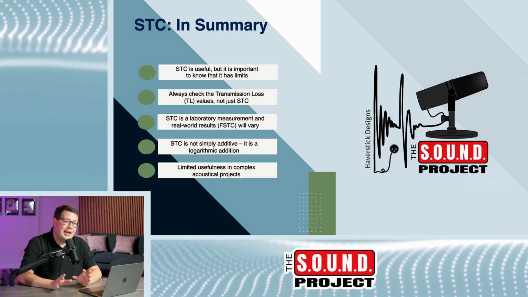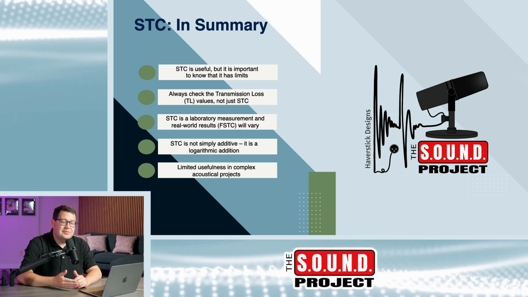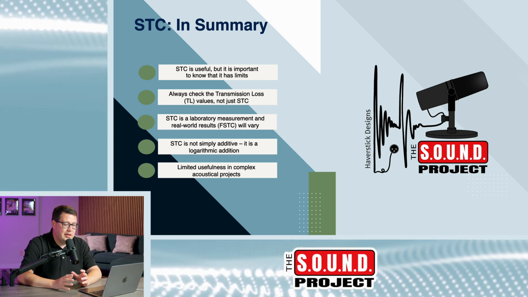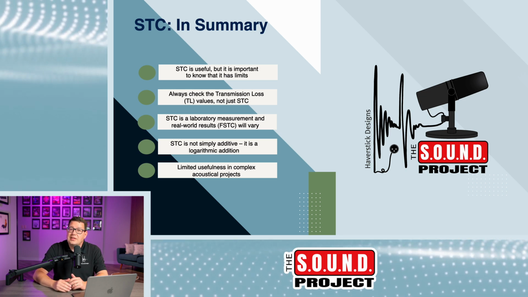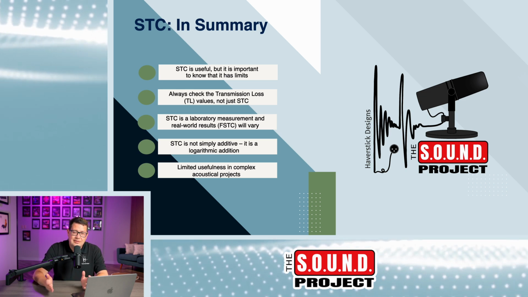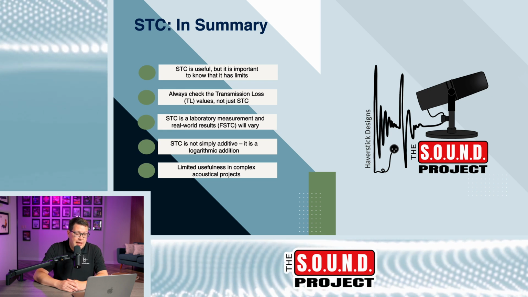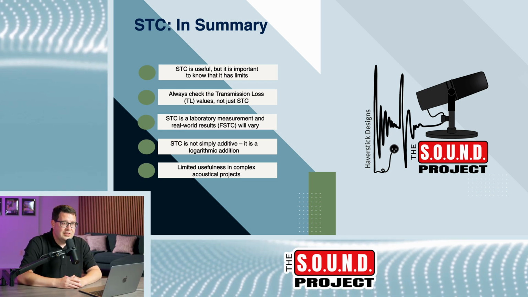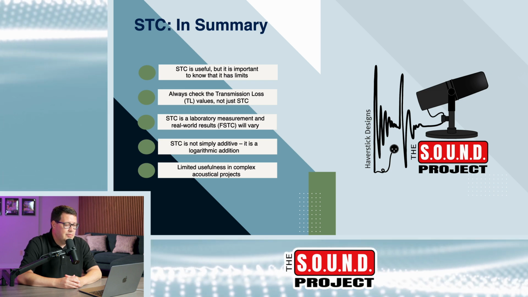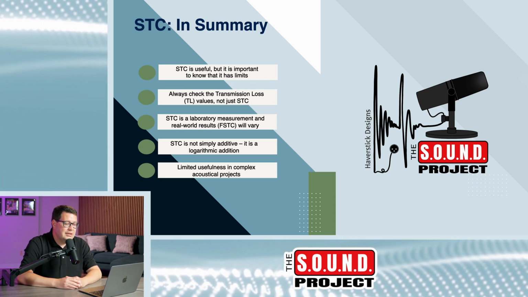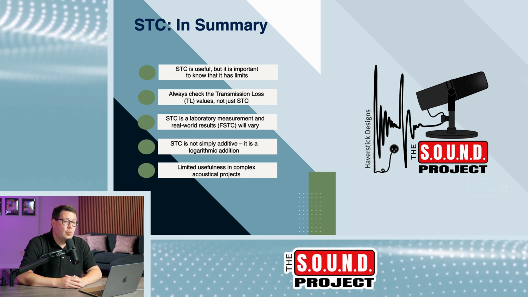STC is not simply additive, it's a logarithmic addition, and so it takes many layers. Just adding a couple layers to your system is not suddenly going to get you in the 70s. It takes a much more structured and scientific approach, and it's limited in its usefulness. You kind of have to know what STC is good for, and you can use it for that, but don't count on it for giving you all the information you need to design a good wall partition.